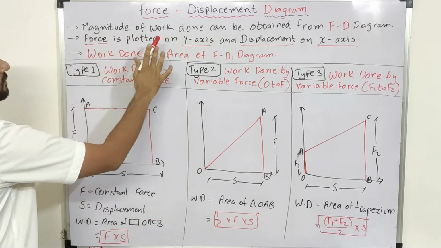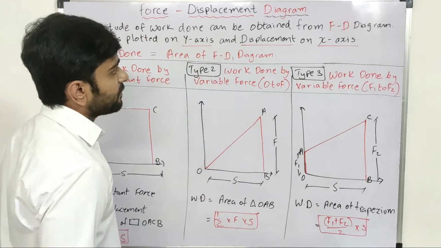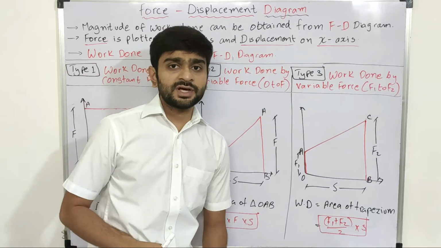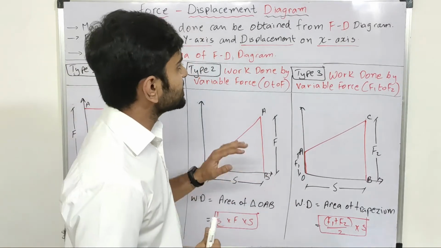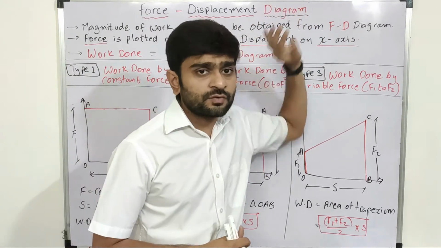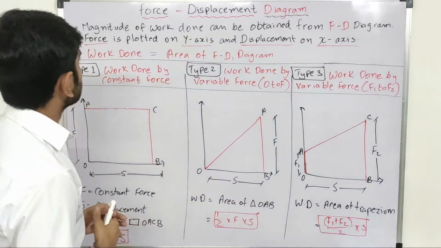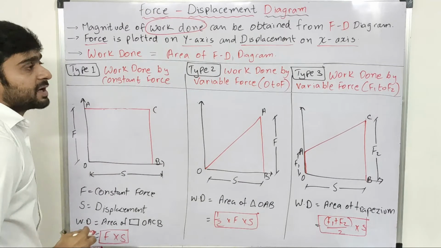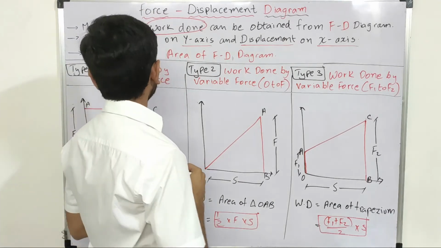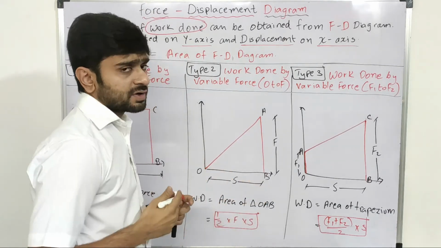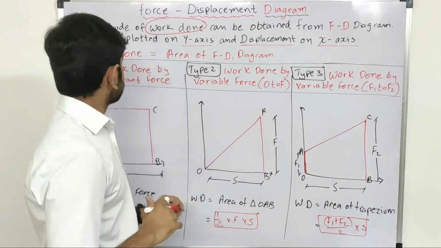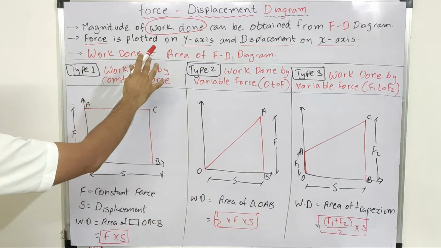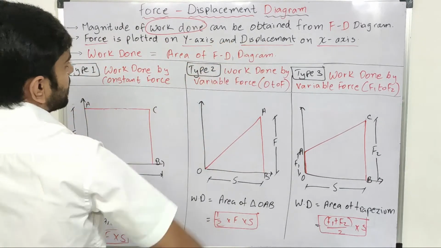The magnitude of work done can be obtained from the force displacement diagram, that is the FD diagram. So basically we can say that the use of this force displacement diagram is to calculate the work done, or the magnitude of work done. How? We'll see. Force is plotted on y-axis and displacement on x-axis.